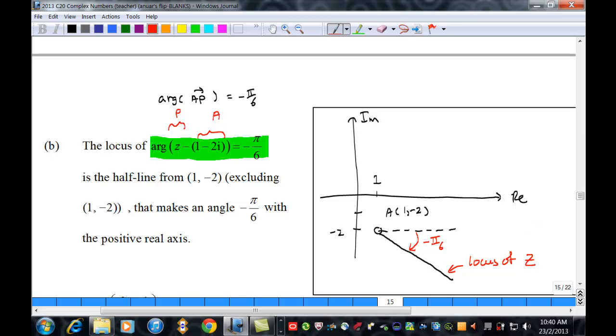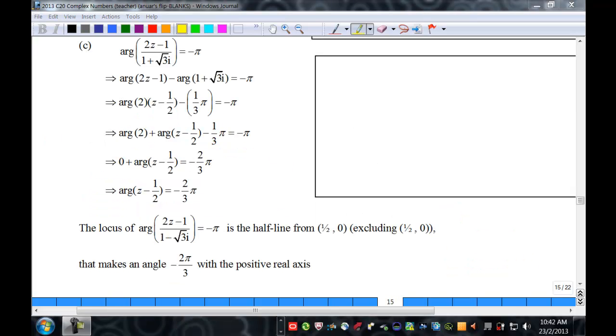And of course the question actually asks you to describe this half line geometrically, so the way that you describe it is what you see printed there. Right, but make sure that you realize one thing which is very crucial for you to take note of: it does not include the point A itself.